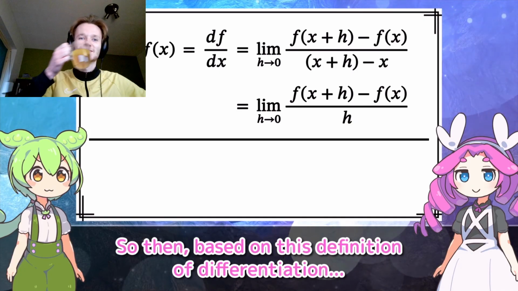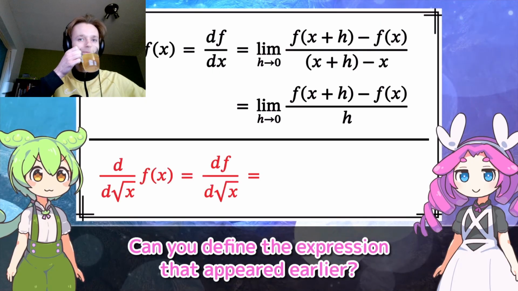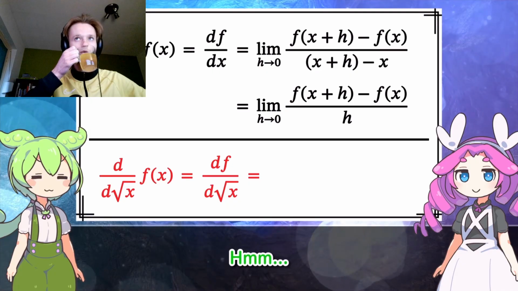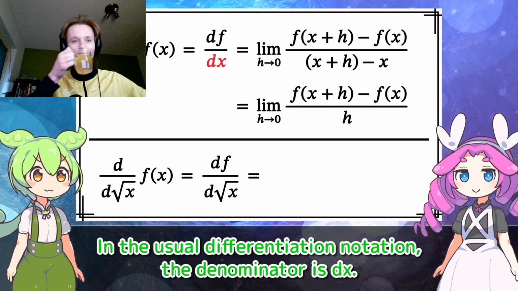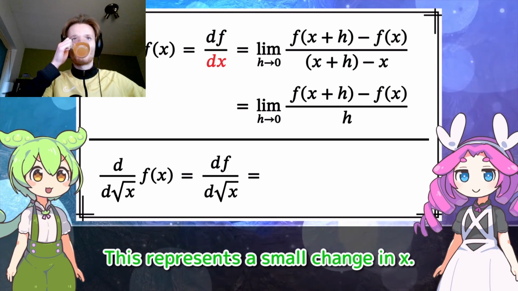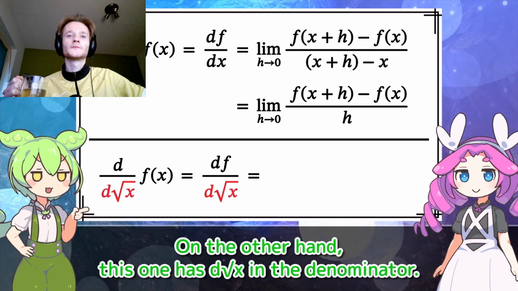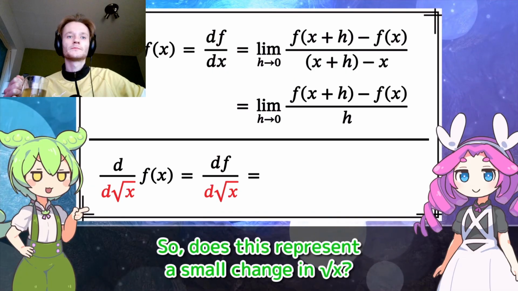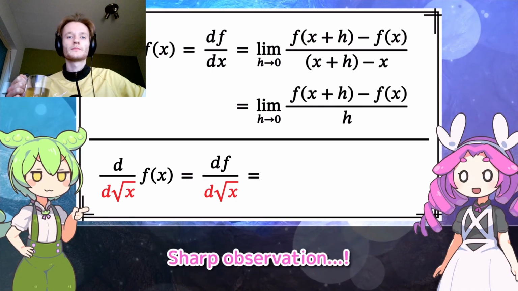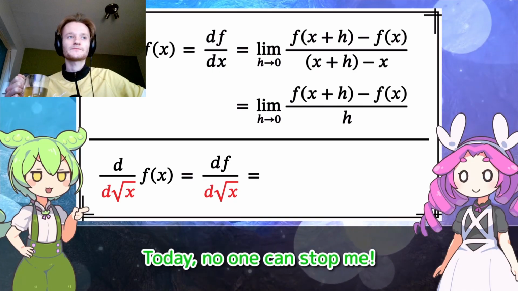Then, based on this definition of differentiation, can you define the expression that appeared earlier? Hmm. In the usual differentiation notation, the denominator is dx. This represents a small change in x. On the other hand, this one has d square root x in the denominator. So, does this represent a small change in the square root of x? Sharp observation.